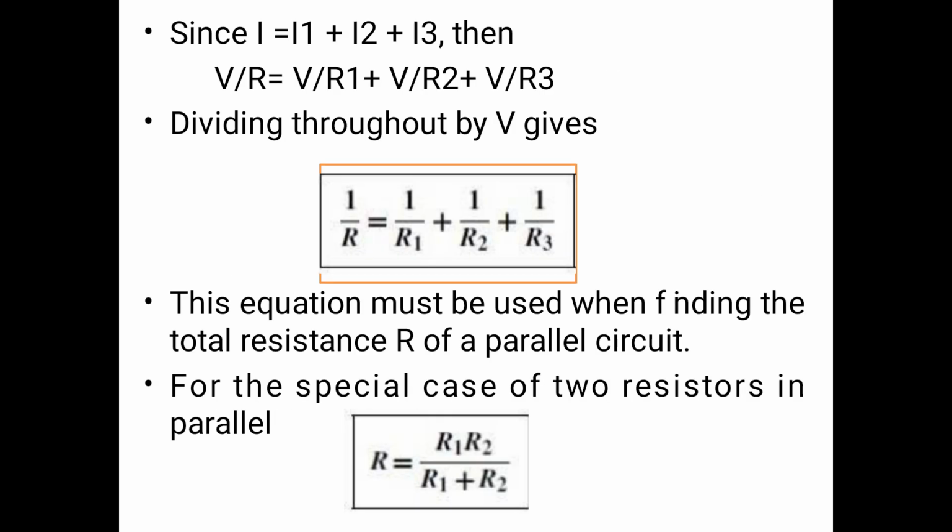Since I is equal to I1 plus I2 plus I3, we shall write I as V by R, I1 as V by R1, I2 as V by R2 and I3 as V by R3. Therefore, V by R is equal to V by R1 plus V by R2 plus V by R3. Dividing the above equation throughout by V, we get 1 by R is equal to 1 by R1 plus 1 by R2 plus 1 by R3. This equation must be used when finding the total resistance R of a given parallel circuit. For a special case with two parallel resistors, we shall write the total resistance R is equal to R1 R2 divided by R1 plus R2.